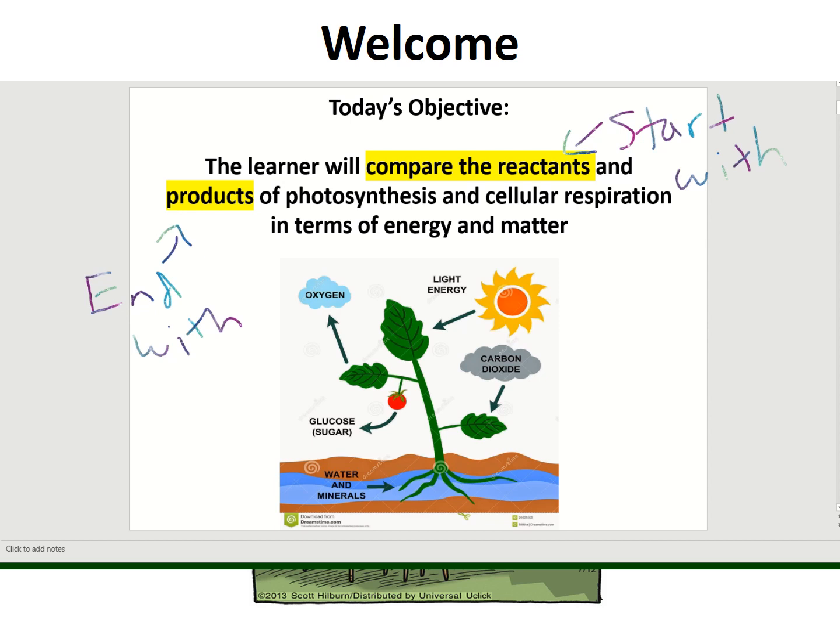So, in photosynthesis, we start with... what do plants need? Carbon dioxide, right? What else do they need? Light, right? What else do they need? Glucose? No, they make that. So they start with carbon dioxide, light, and water. And what do they end with? They make oxygen and glucose. And we're going to be talking about this today.